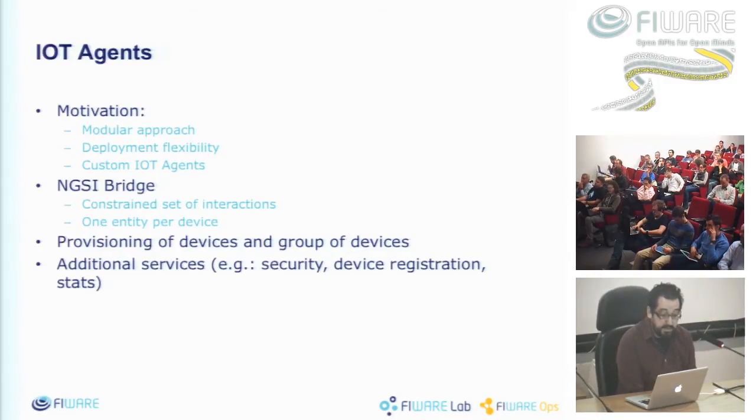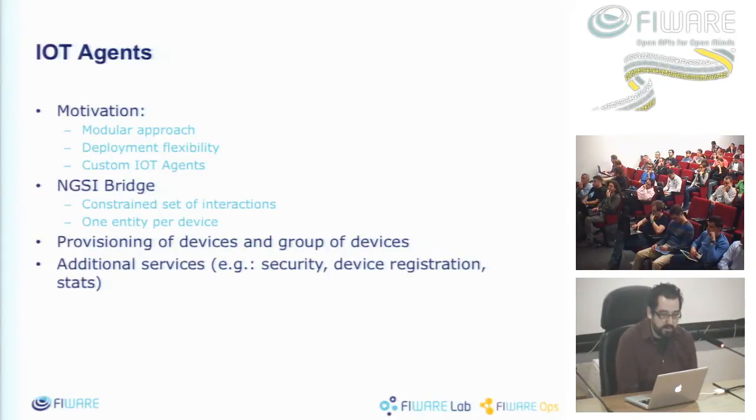The idea of the IoT agent is that an IoT agent is an NGSI bridge between a device protocol and the NGSI, the language spoken by the context broker. But this translation between the device protocol and the NGSI protocol is not a free one-to-one translation, but it has a set of constraints.